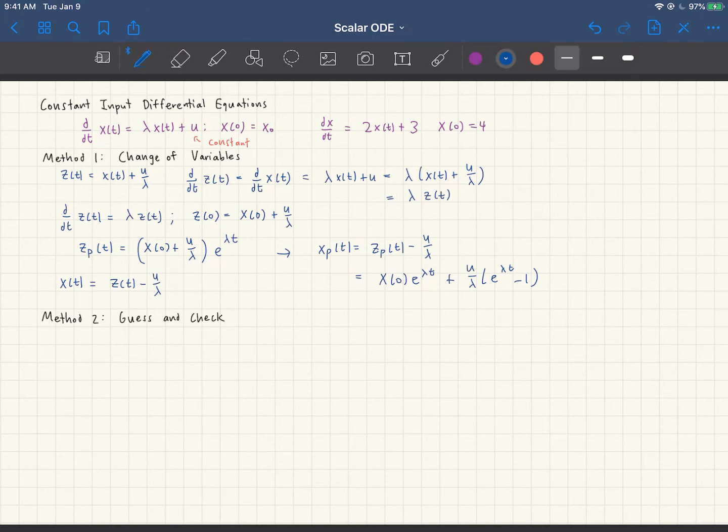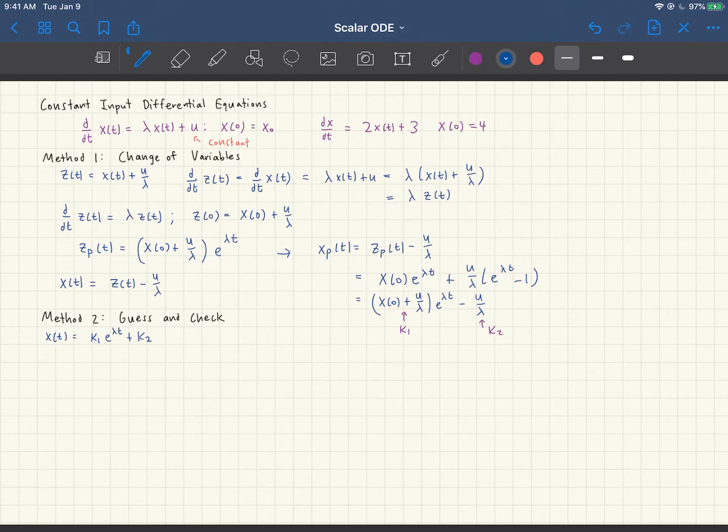Now the second method we're going to use is again guess and check. With the guess and check method from the last time, we need to remember what our test function is. For this specific differential equation, I'm going to tell you right now that our test function is k1 e to the lambda t plus k2. If we look at our solution from change of variables from the previous part, we can see that this can be rewritten as x of 0 plus u over lambda times e to the lambda t minus u over lambda. So this quantity here will be k1, this quantity here will be k2.